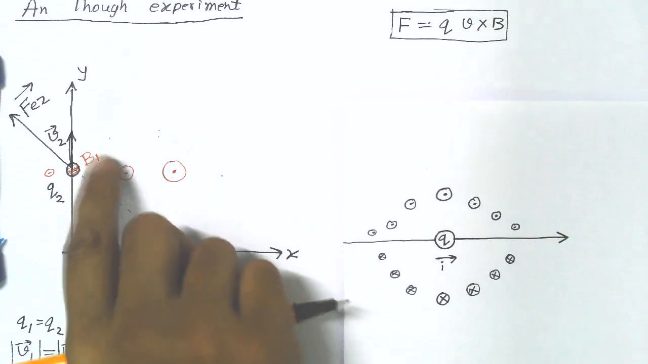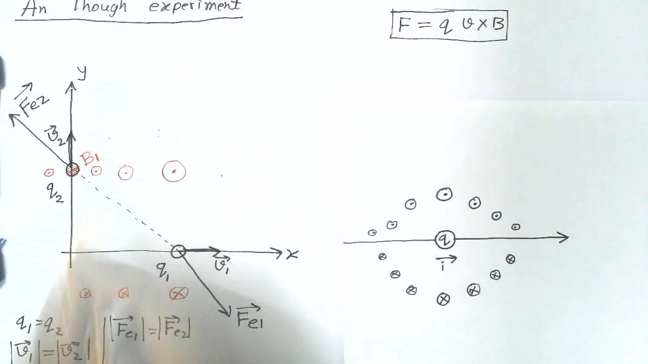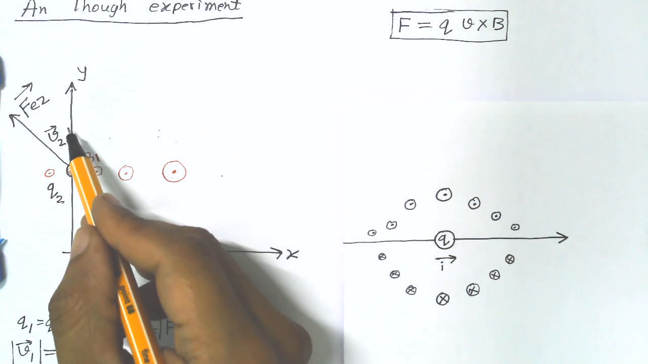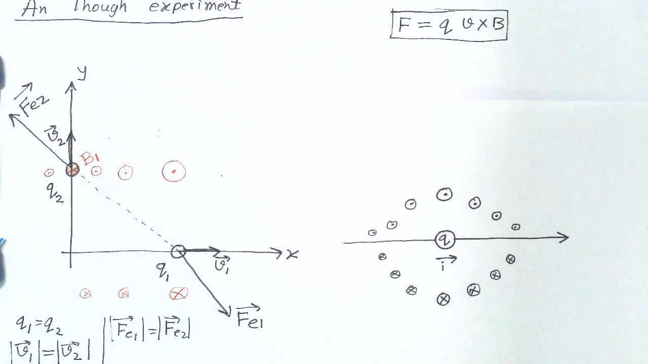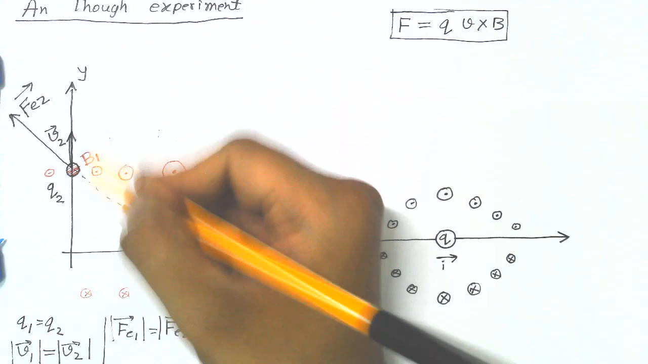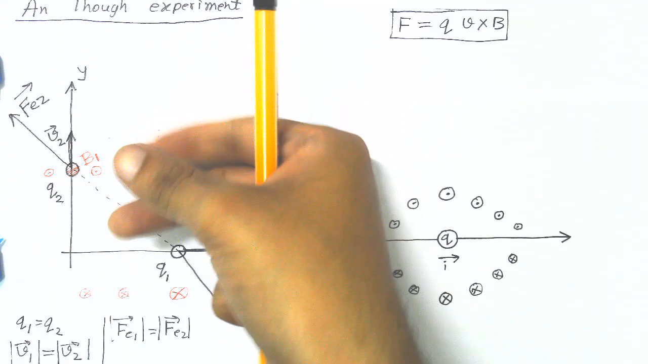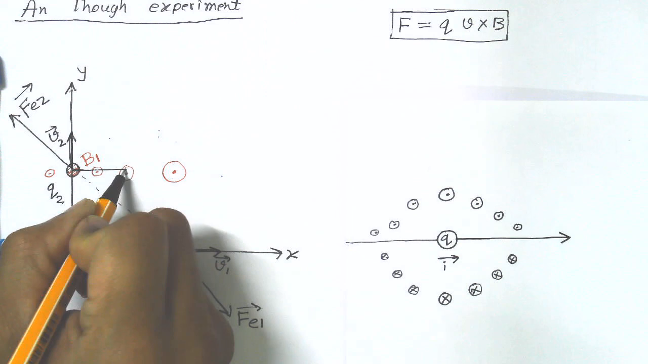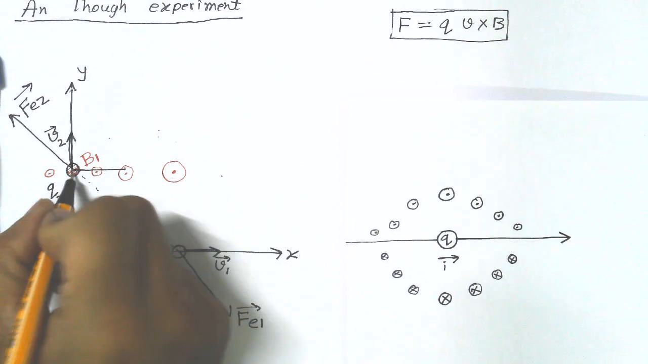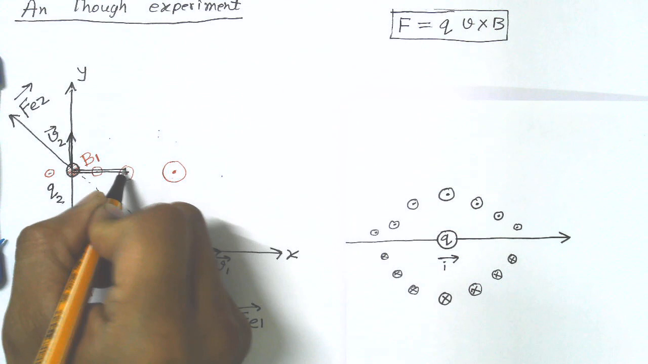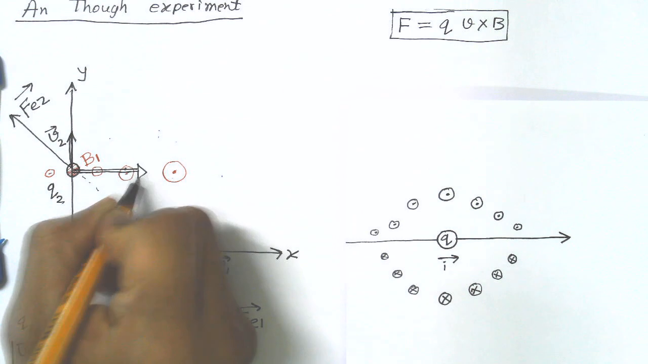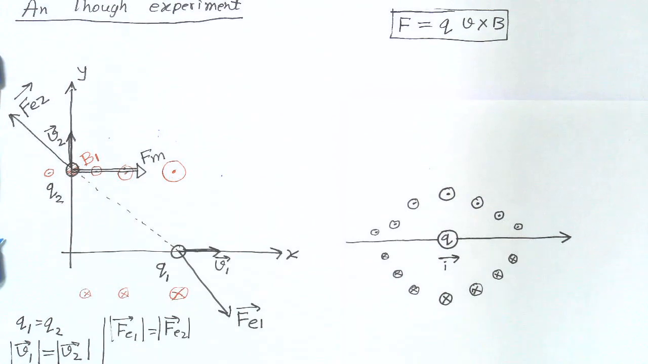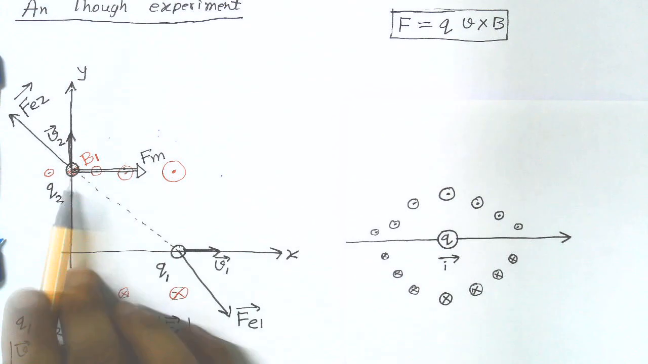B here is coming out and V is along the y-axis. So V cross B, if you calculate this cross product, V cross B will be along the right side. This is the direction of the force. I call it Fm, okay, because this is created by this magnetic field.